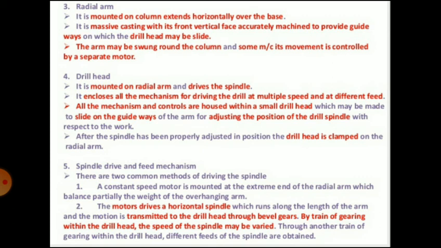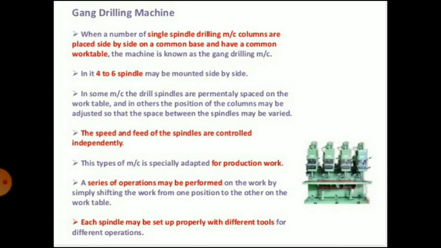Then the spindle drive and feed mechanism, we have already seen the different drives and the feeds that can be obtained by that mechanism. Then the next category is the gang drilling machine. When a number of single spindle drilling machine columns are placed side by side on a common base and have a common work table, the machine is known as a gang drilling machine. For this machine, the speed and the feed of the spindles are controlled independently. So you can put different speeds and feeds for every spindle.